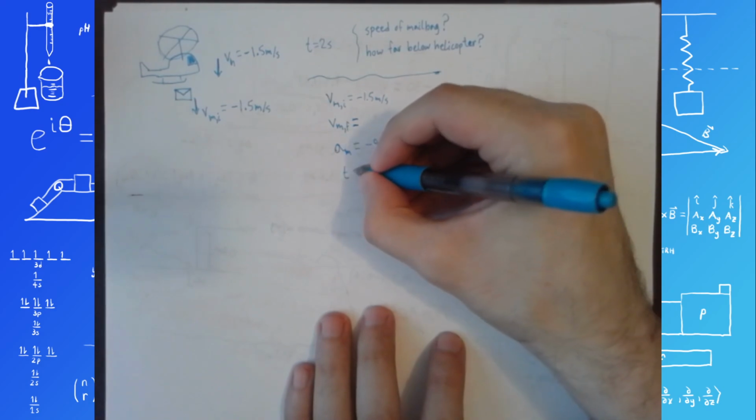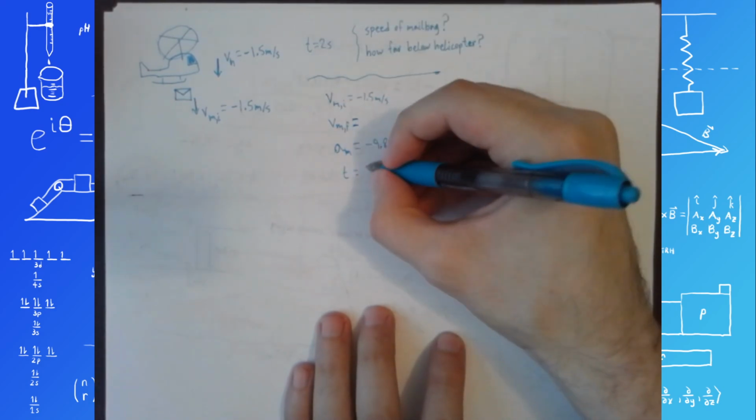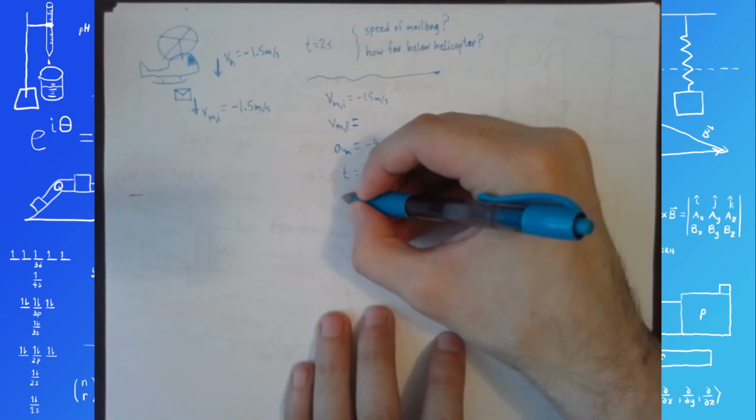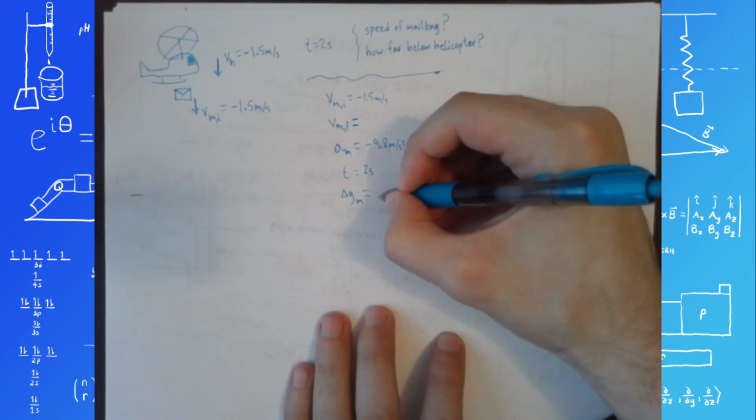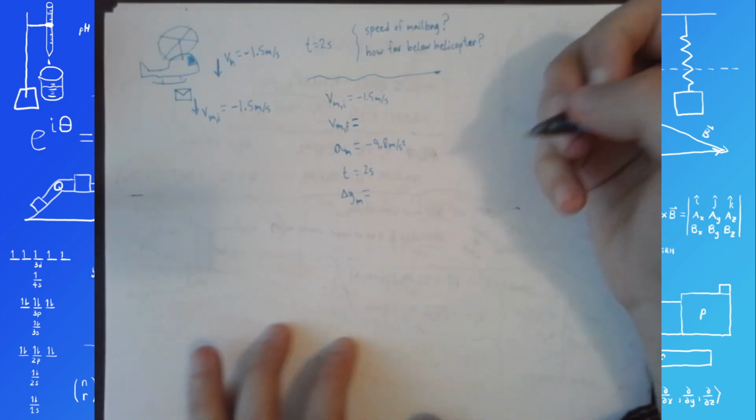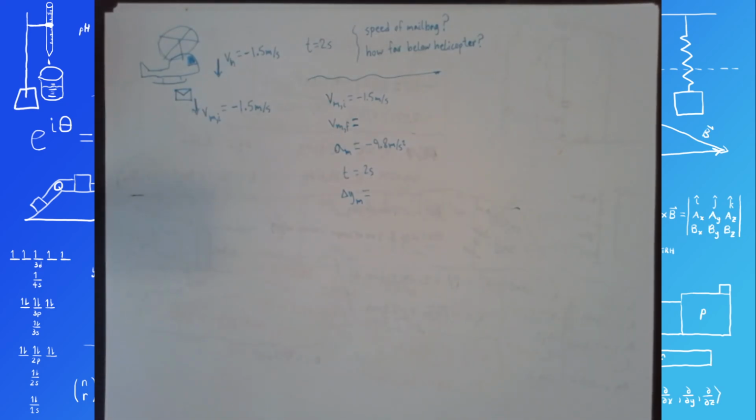The time that the mailbag is falling was given to us as 2 seconds, and the vertical displacement of the mailbag we don't know yet. We know 3 of these 5 variables. That's enough information to calculate the other 2. All you need is 3.